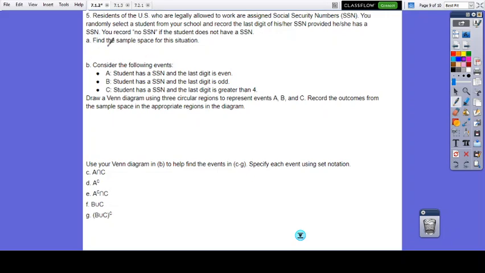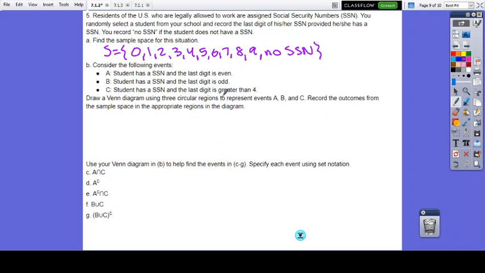Okay, so the sample space in this case is going to be 0, could be a 0 at the end, 1, 2, 3, work through your single digit numbers all the way up through 9. If you stopped there, you missed something, because realize that some people will not have one, and they said to record no SSN if that was the case.